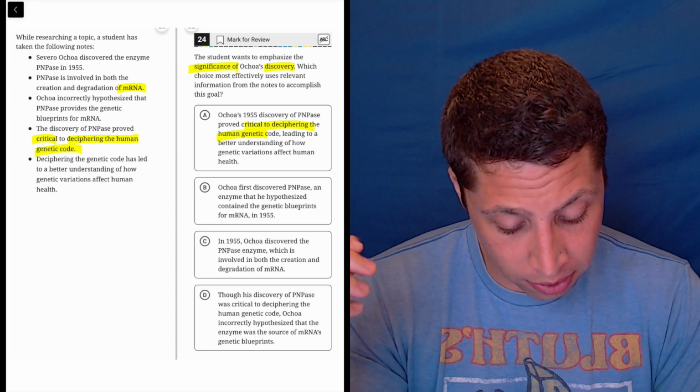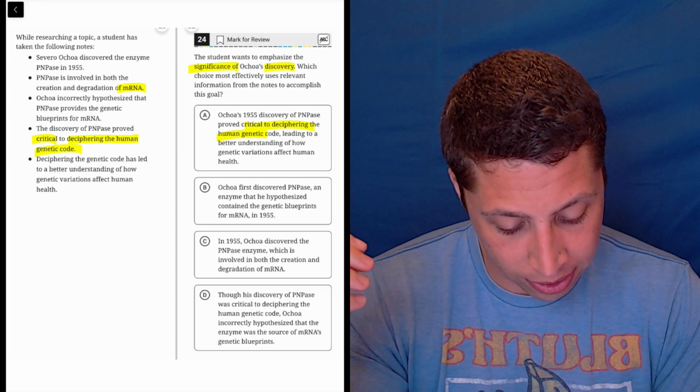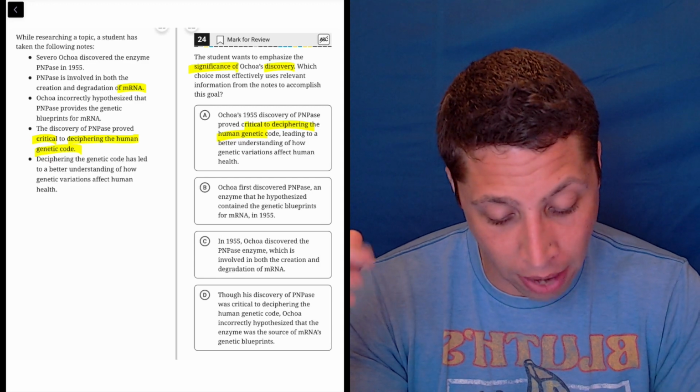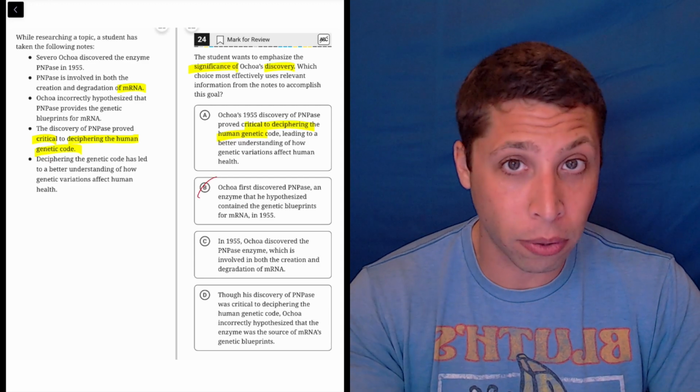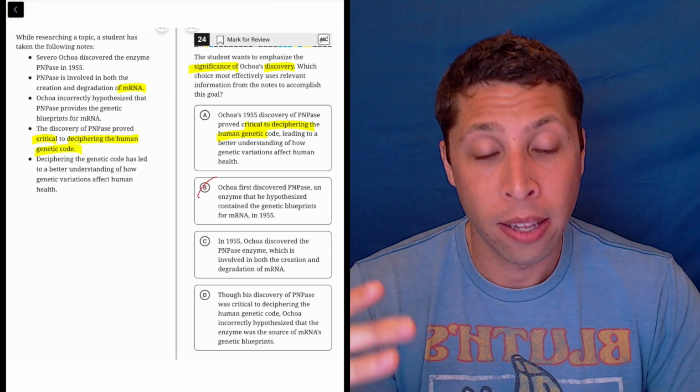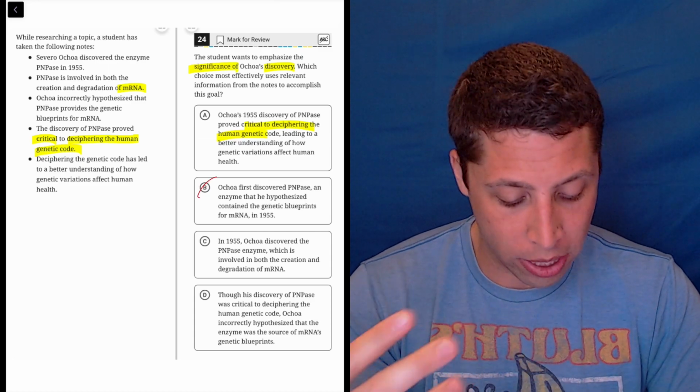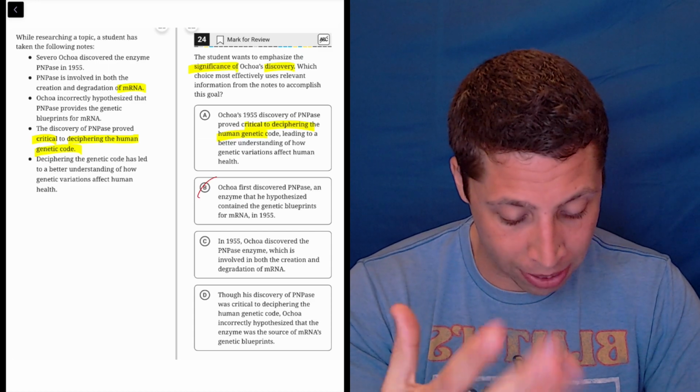Ochoa first discovered this thing, an enzyme that he hypothesized contained the genetic blueprints for mRNA in 1955. No, it just describes the discovery. It does not describe why the discovery was significant. So we need to know why it was significant. So B is definitely wrong.